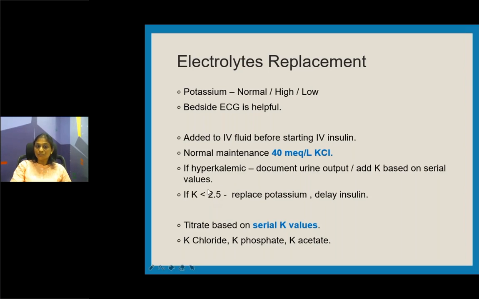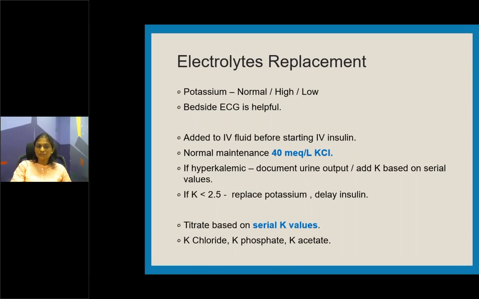If the potassium is very low at admission, that is less than 2.5, we replace the potassium, we correct the potassium, and we delay insulin until then. Why? Because addition of insulin is going to correct acidosis, and it is also going to push the potassium from the intravascular space into the cell, thereby worsening hypokalemia. So potassium estimation and addition of KCl should be appropriate, and we should anticipate the further fall in potassium also, and add potassium based on serial potassium values.